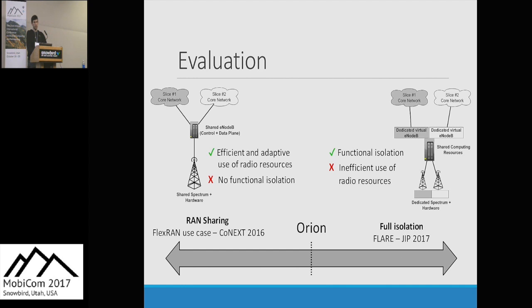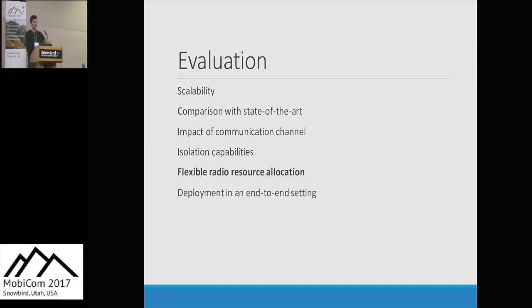Using this prototype implementation, we evaluated our system, comparing it to the state of the art. For this, we considered a system called Flare, which uses the full isolation approach, and another one which is a use case implemented over the FlexRAN SD-RAN platform that follows the RAN sharing approach. We conducted a number of experiments to evaluate the performance of the system, but also used a number of case studies through which we wanted to see what the benefits of the system are compared to others. Due to lack of time, I'm not going to present these results here. You can find more details in the paper.